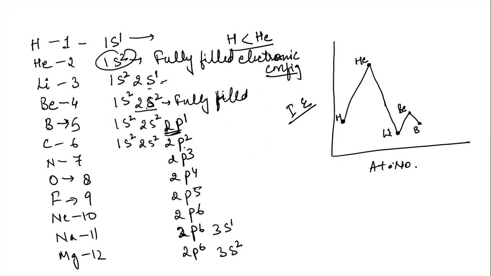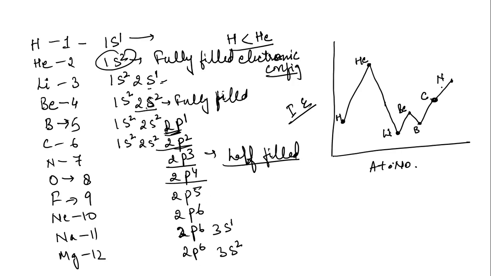Then for carbon, 1s2 2s2 2p2, more electrons are there in the p subshell, so it will increase. Carbon is increased. Now in the case of nitrogen, 2p3. Is 2p3 half filled or not? It is half filled, which means it is more stable. It will be difficult to remove an electron, so it will increase further. This one is nitrogen.